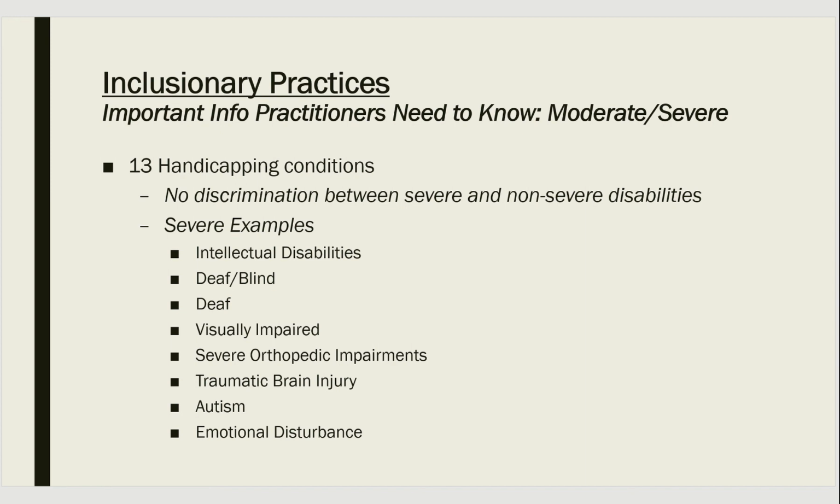That includes intellectual disabilities, deaf, blind, hard of hearing, visually impaired, severe orthopedic impairments, traumatic brain injury, autism, even though autism is a spectrum disorder, it's seen as a severe disability, and students with emotional disturbance is also seen as severe. And I would say generally take autism out of there, where you might have some students with Asperger's or high functioning autism. Generally speaking, the majority of this group of kids are typically in a special day class when one could be provided, at least in the state of California.